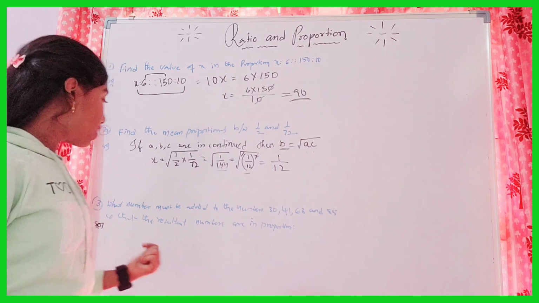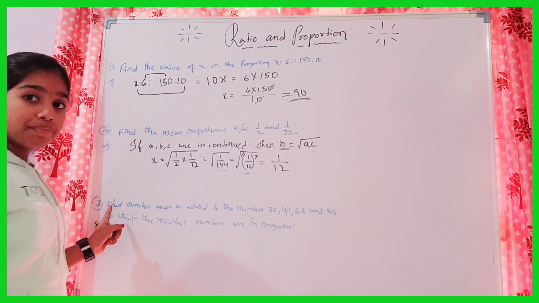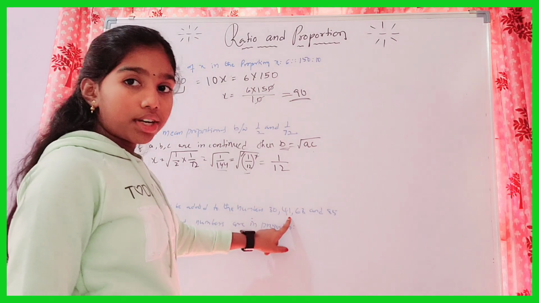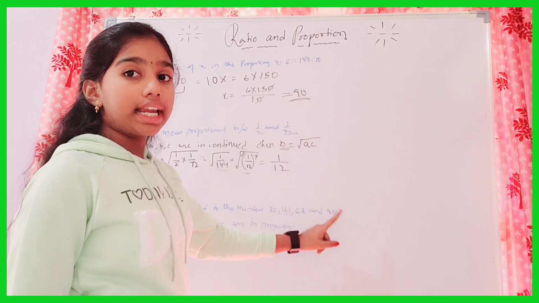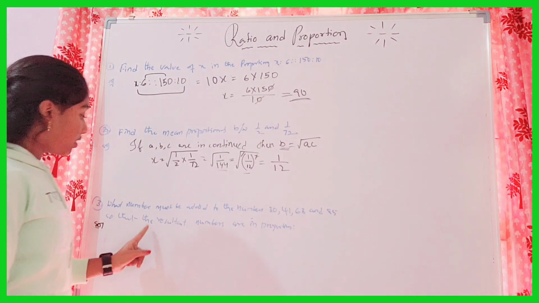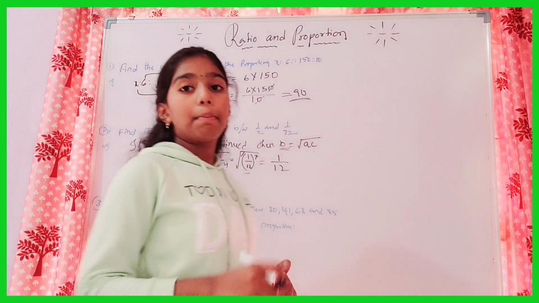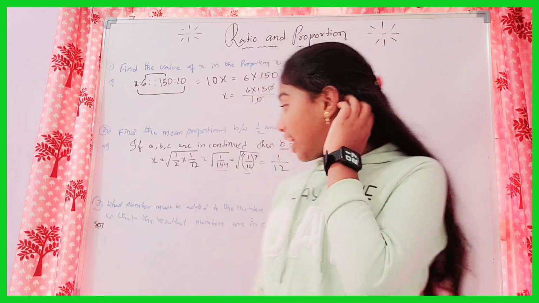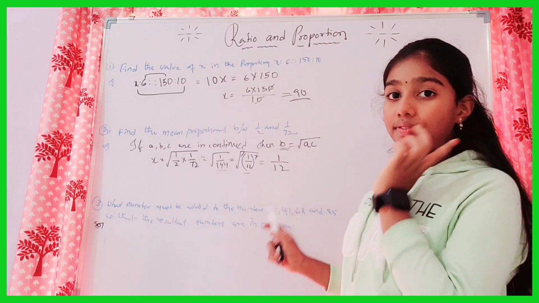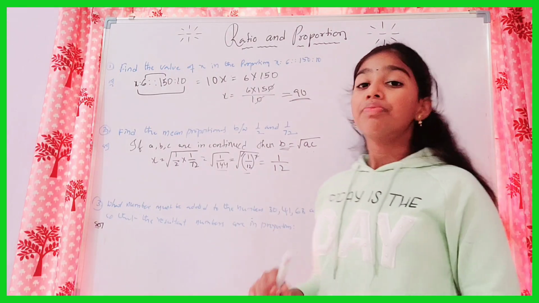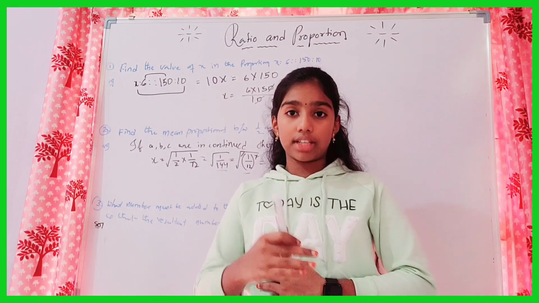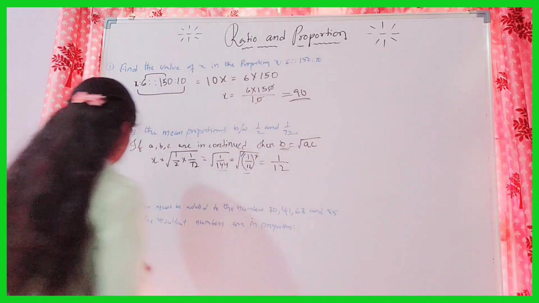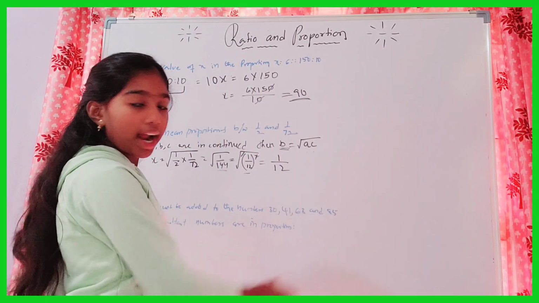Now let's go to the third example: what number must be added to the numbers 30, 41, 63 and 85 so that the resultant numbers are in proportion. Here they are asking which number should be added to these four numbers so that the result is in proportion. So we will see: 30, 41, 63 and 85.